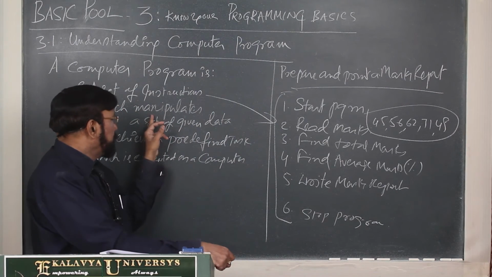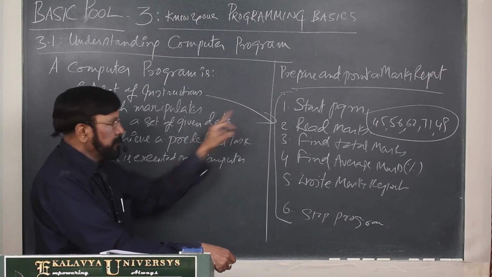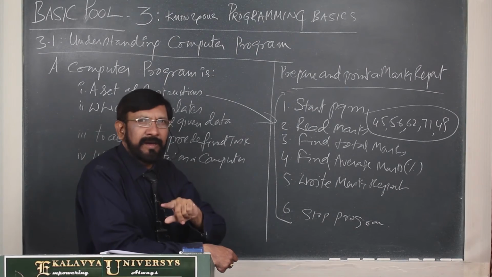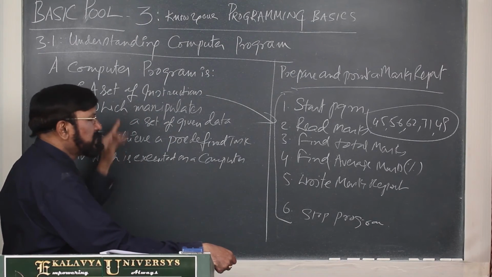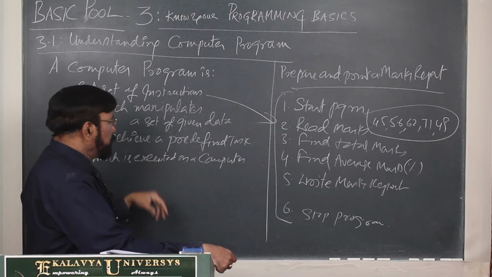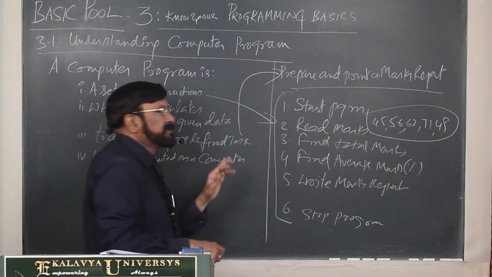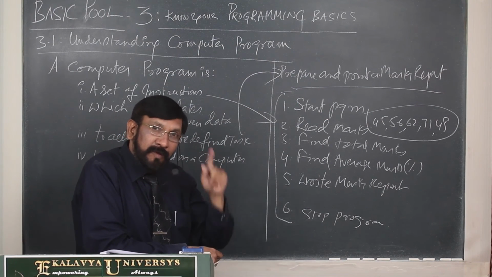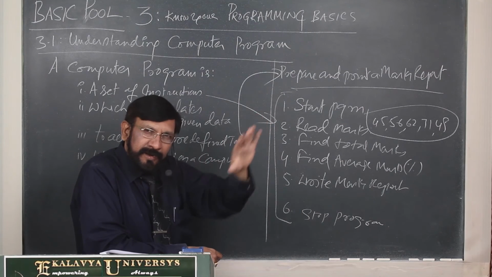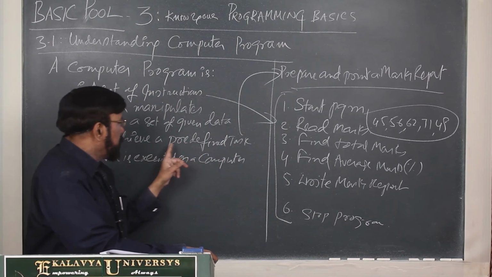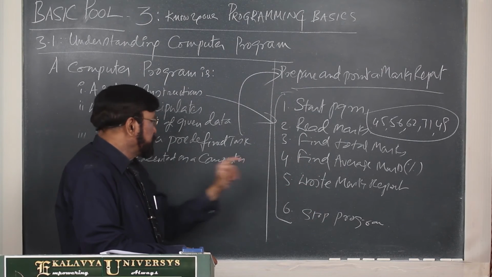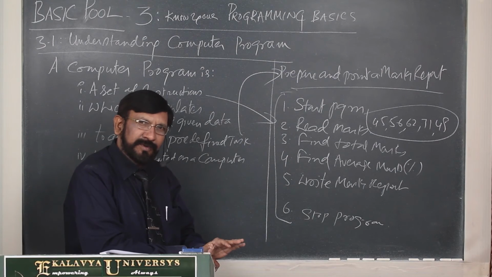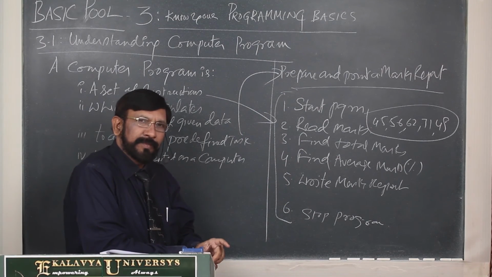So here manipulates a set of given data, that all the instructions are acting upon the data either directly or indirectly. And next, what for we are doing all these things? To achieve a predefined task. This is our predefined task. Prepare and print marks report for predefined, not at the time of execution and all that. For performing a predefined task, we are doing all these things. And where this is executed, this is not for manual execution. This is executed on a computer.